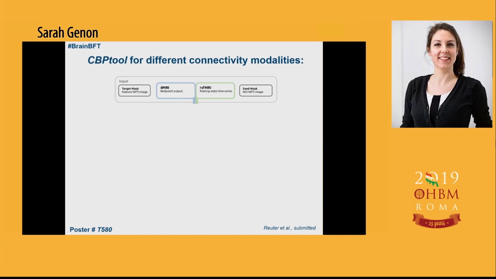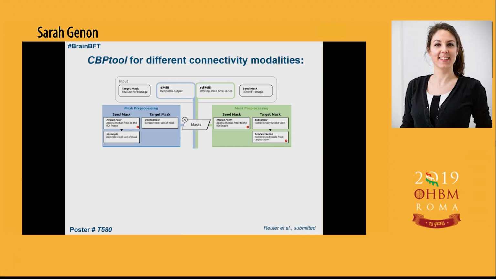If you would like to use connectivity-based parcellation, but you don't want to start scripting and implementing everything, we have developed a quite user-friendly pipeline. Let's say you have either diffusion data or resting state data in a sample. What you need is a seed mask, basically a mask of your region of interest. If you have a specific region of interest, you can also input a target mask, but you can also use the default one. Then we propose different types of pre-processing of the seed and the target mask, but you can also just keep everything as default.